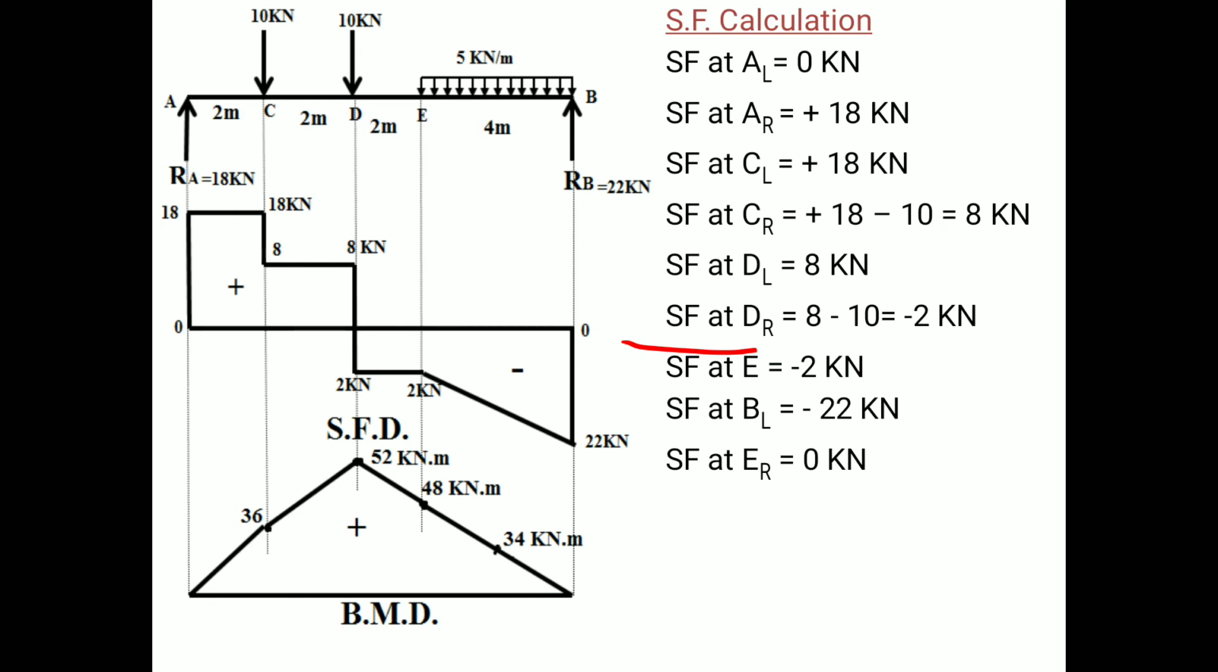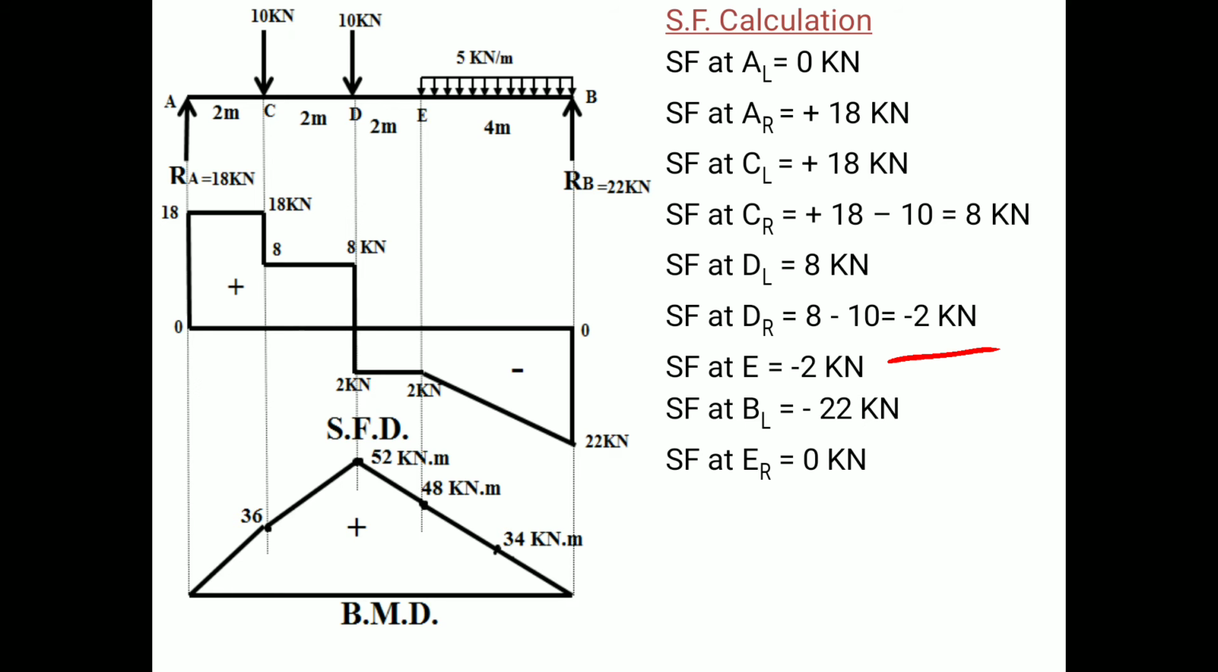Now shear force at right of D: we have the previous force 8 kN and the next force is 10 kN again, acting in downward direction, so we have the answer minus 2 kN. Now at E we are not going to calculate left and right because no shear force is acting at point E, but at point E the UDL starts, therefore it will act as a major point.